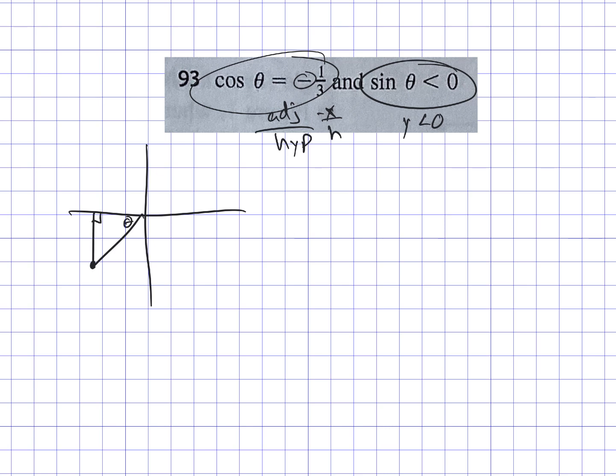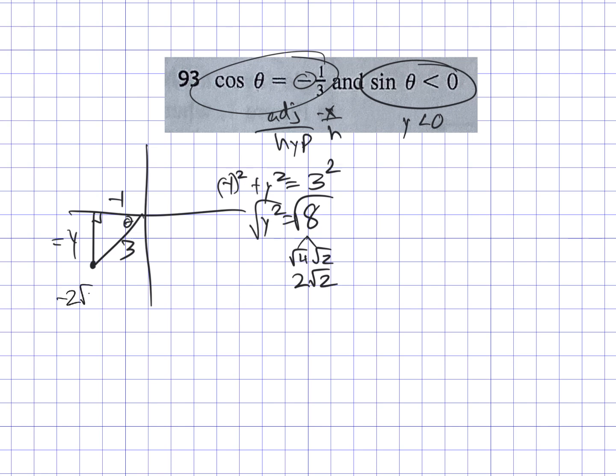Okay, so x is negative 1, the hypotenuse is 3. What do we get for y? Negative 1 squared plus y squared equals 3 squared. So y squared equals 9 minus 1, or 8. Square root of that is square root of 4 and square root of 2, or 2 square root of 2. And it's negative. Oops, sorry about that. Negative 2 square root of 2 is y.